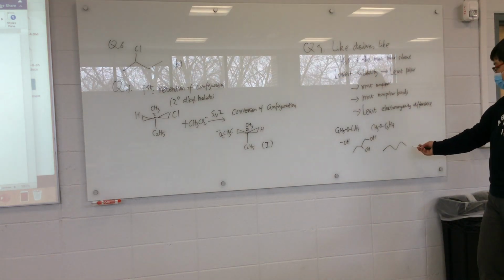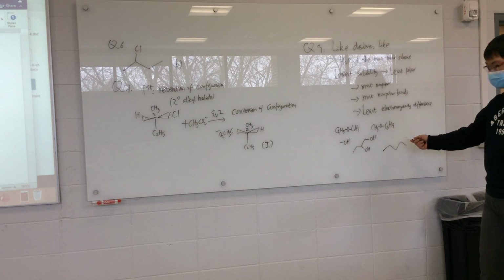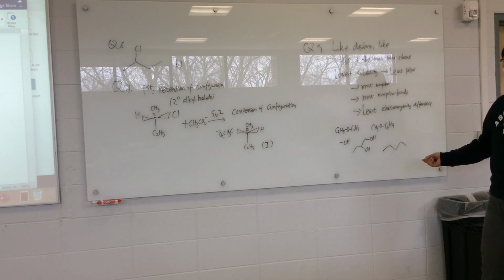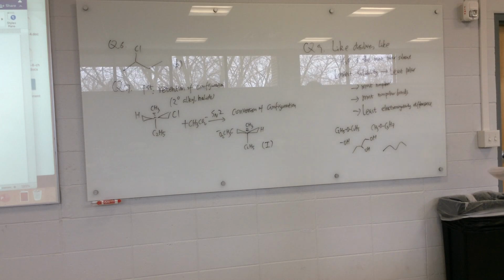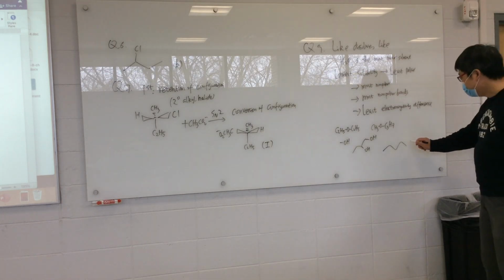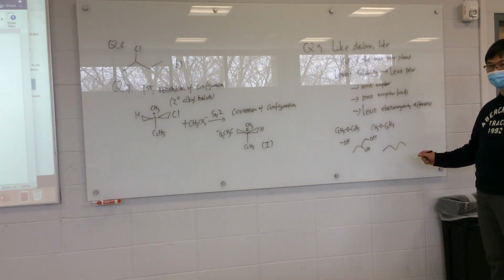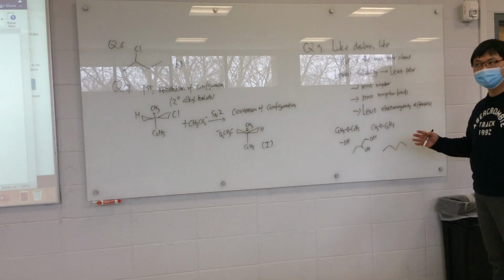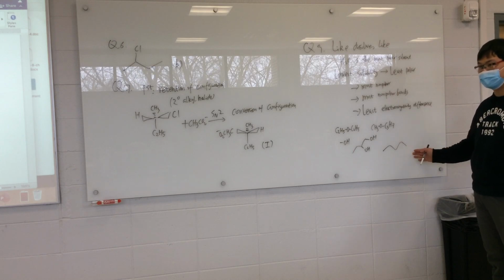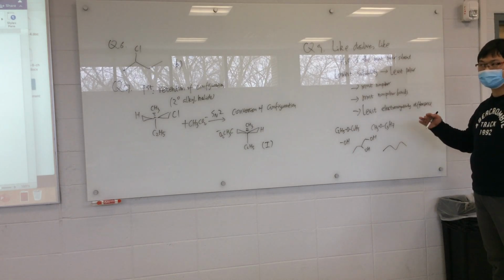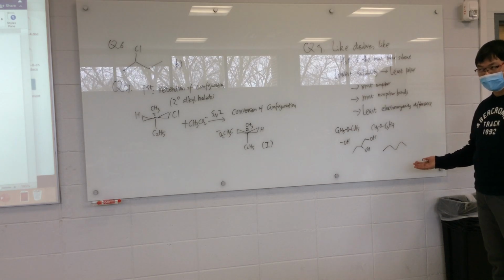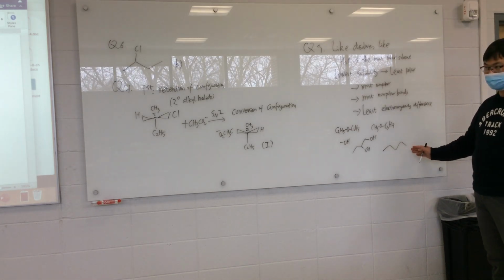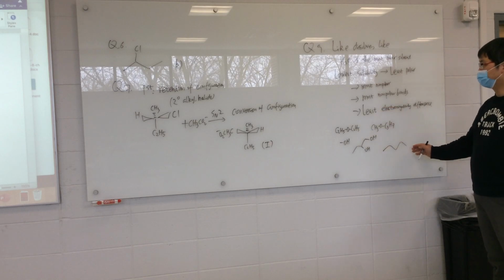Surely this one has the lowest electronegativity difference because it has only carbon and hydrogen. The carbon and hydrogen electronegativity difference is only 0.4, 2.5 minus 2.1. So this one has the least electronegativity difference, which means it is the least polar, or the most non-polar among the five of them.